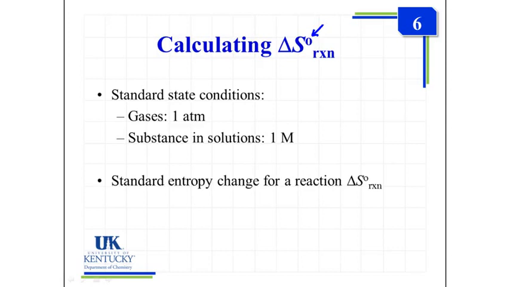So the delta S standard for a reaction would be determined, as is any delta, by final minus initial. Well, the final would be the products, and the initial would be the reactants. So final minus initial. Now this is true for any delta of a state function. It's the final minus initial.